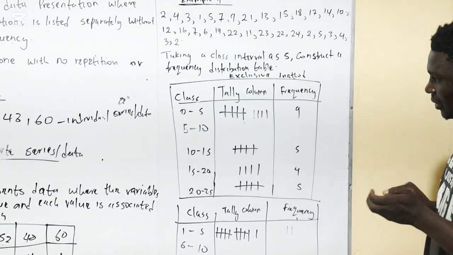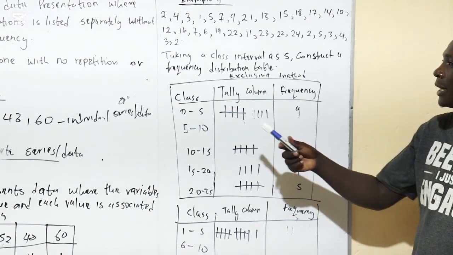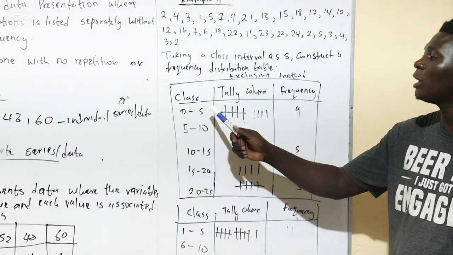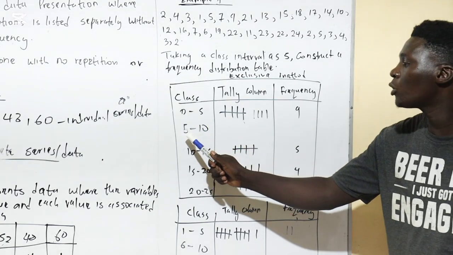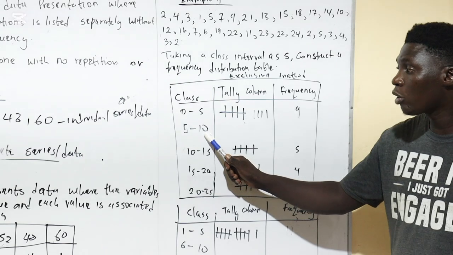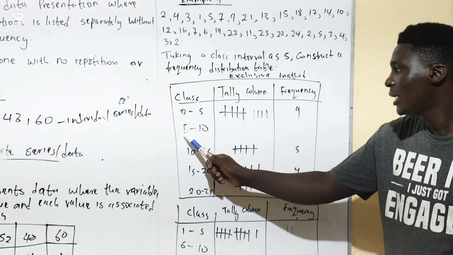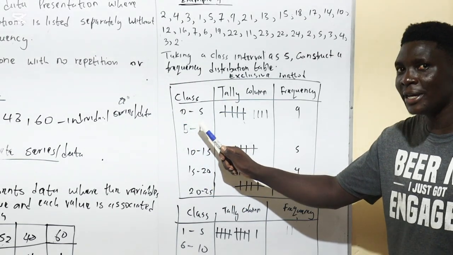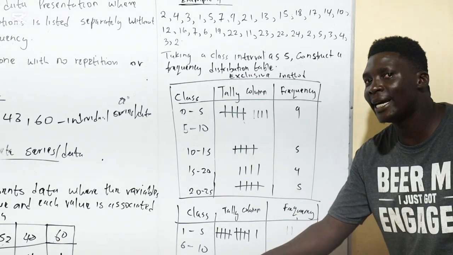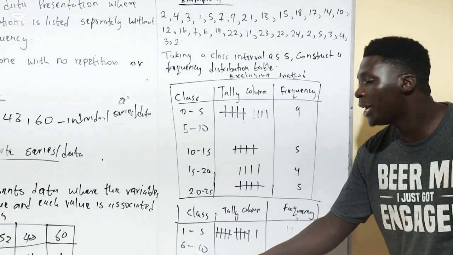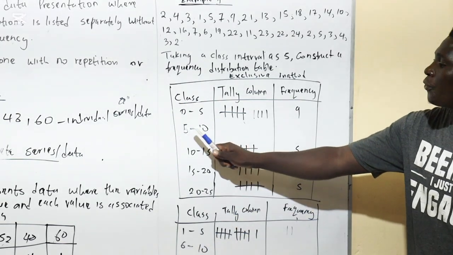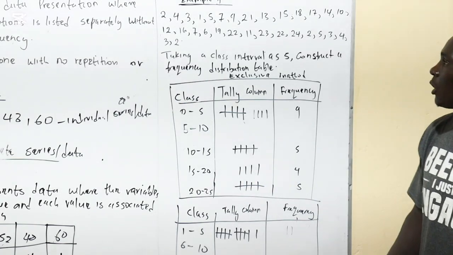Now, another thing to note: while counting these values for exclusive, remember we counted 1 to 4, we did not count 5. For the next column, we are going to count from 5 to 9. We are not going to count value 10. So we're going to count 5, 6, 7, 8, and 9, but we won't count 10. But with inclusive, we'll count both 6 and 10. That will be 6, 7, 8, 9, and 10. Here we will count 10 and 6. Here we'll only count 5 to 9. We won't count 10.